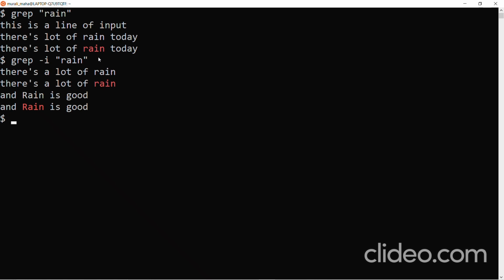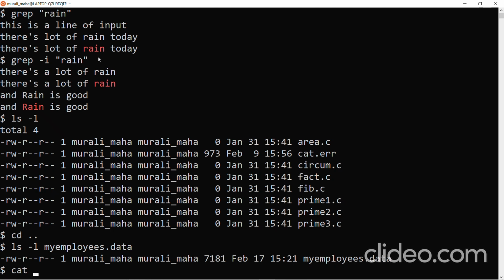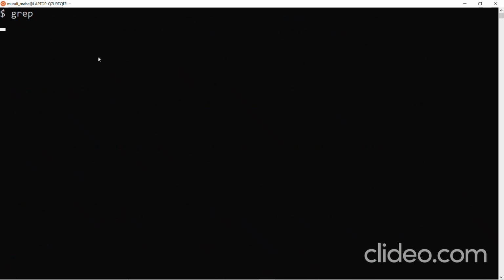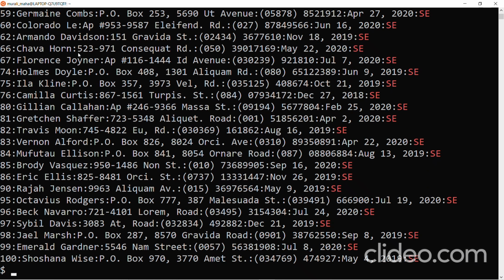Then what if we want to match patterns in a file? Okay, now let us come to a file. ls -l. We are in the subdirectory, and there is my employee dot data. So cat my employees dot data. There are around 100 records, and employees have various designations. Let us suppose that I want to get all the employees whose designation is software engineer, that is SC. What I do: grep SC my employees dot data. It displays all the SC records.